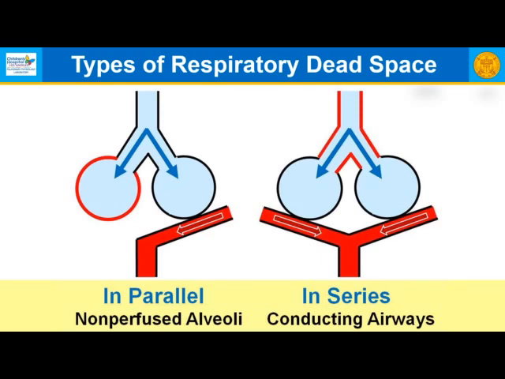We can actually have two types of respiratory dead space. One is so-called in parallel, meaning that some molecules go here and others in parallel go here. So this would be non-perfused alveoli. So that's respiratory dead space in parallel. In series is where the molecule goes through one and then the other, one after the other in series. And in this case, conducting airways are basically respiratory dead space in series. Remember, by definition, gas exchange does not occur in conducting airways. So let's look at these.